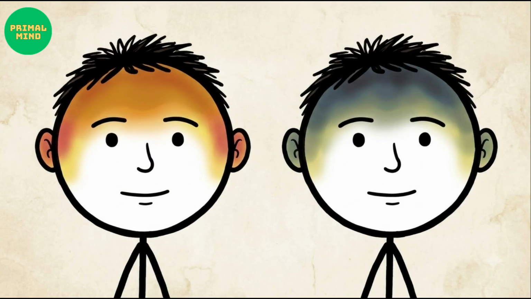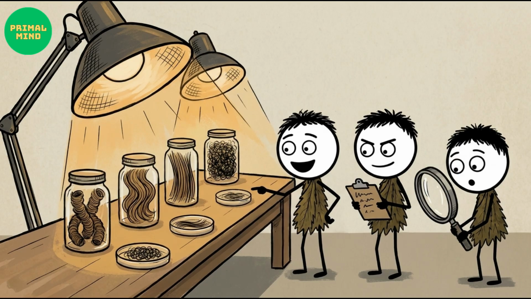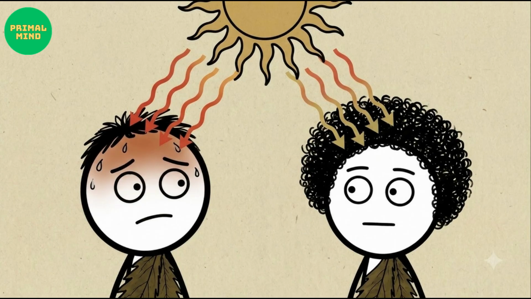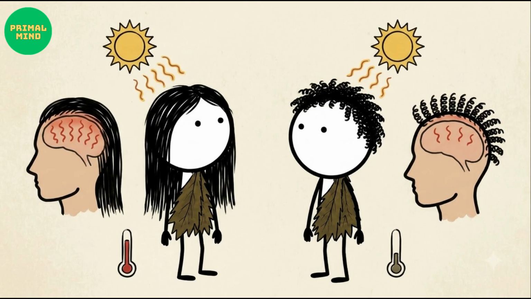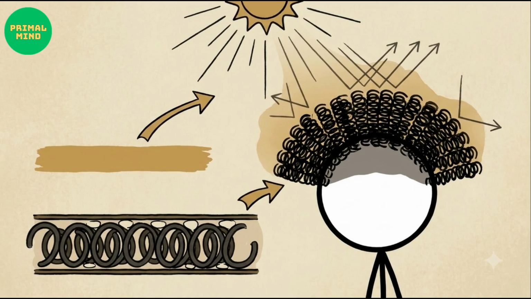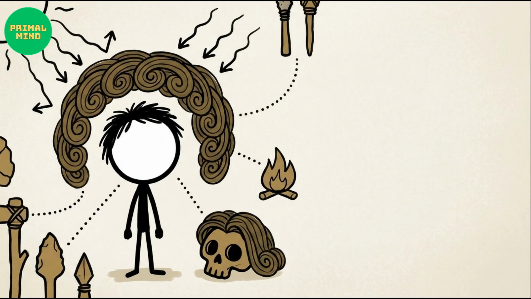In experimental studies comparing scalp temperatures under different hair types exposed to simulated intense sun, tightly curled hair reduced the amount of solar heat actually reaching the scalp by a meaningful margin compared to straight hair, essentially acting as a natural shade structure sitting directly on top of your skull.